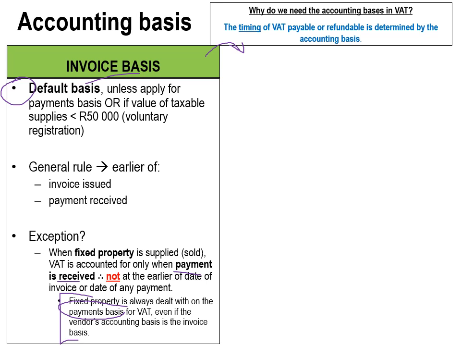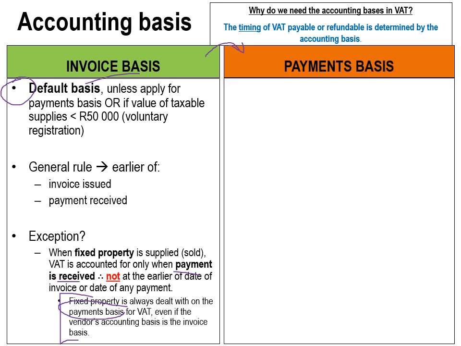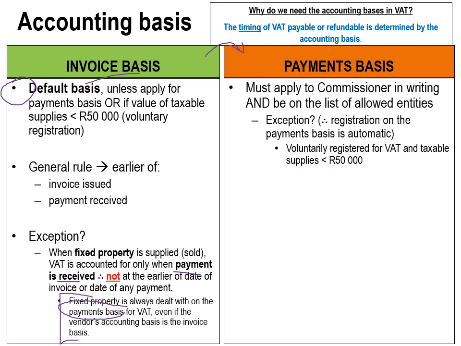Now, like I said, the second accounting basis is known as the payments basis, and this one is not automatic. There is, of course, an exception. Isn't tax lovely? But for the payments basis, you must apply to the commissioner in writing, and very importantly, it's not just you apply and then they're going to allow you to register on the payments basis. You have to be on the list of allowed entities.